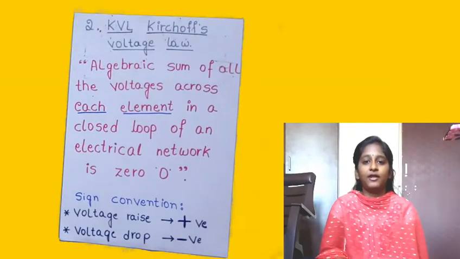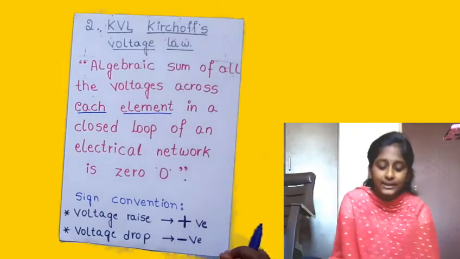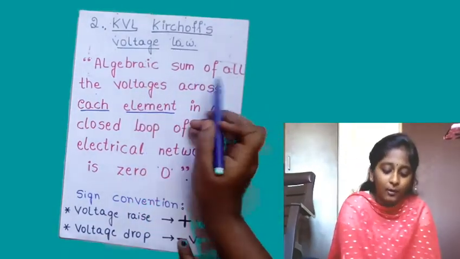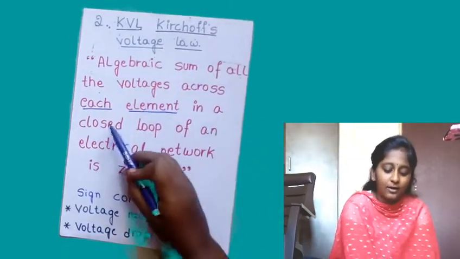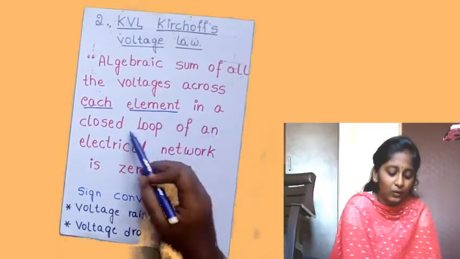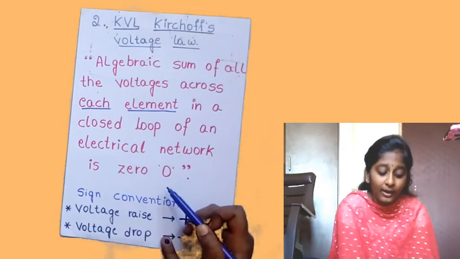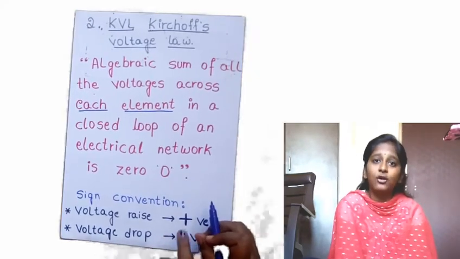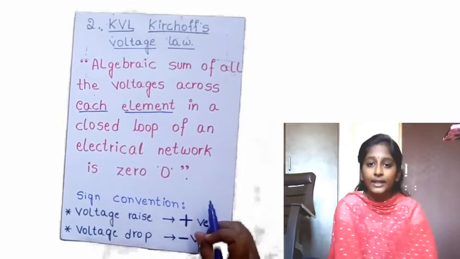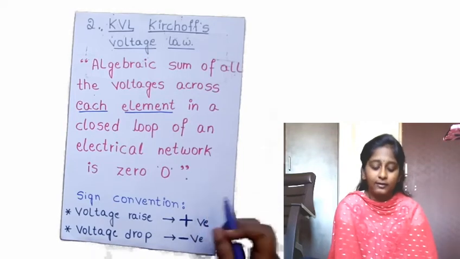Second is KVL, that is Kirchhoff's voltage law. It states like this: the algebraic sum of all the voltages across each element in a closed loop of an electrical network is zero. Here we have to take the voltage across all the elements given in that electrical network.